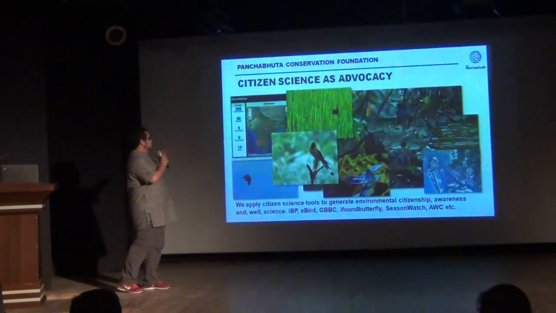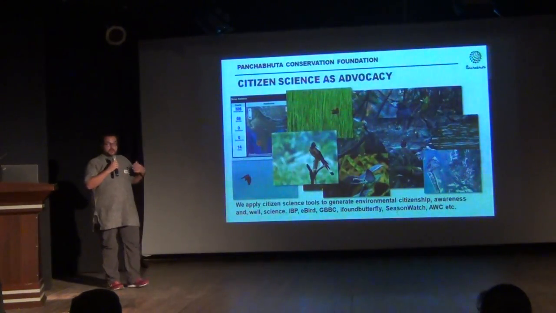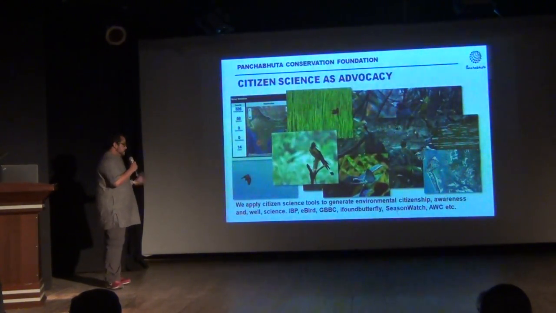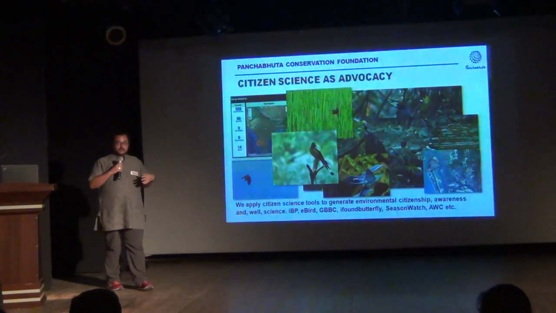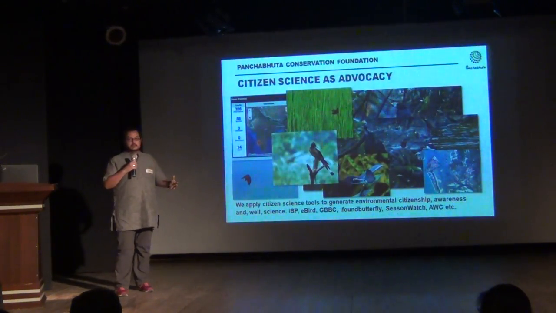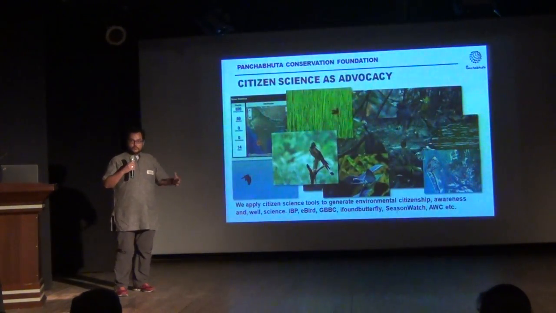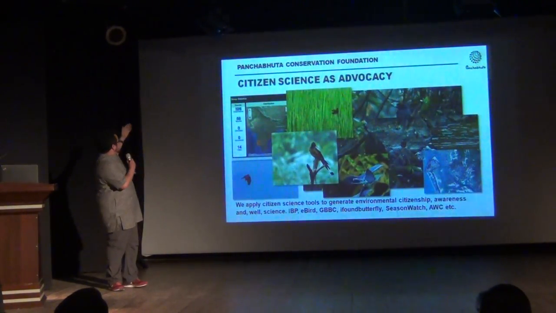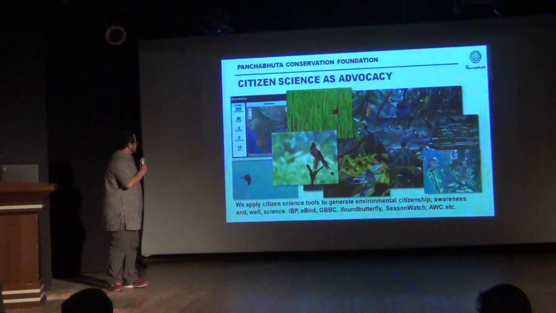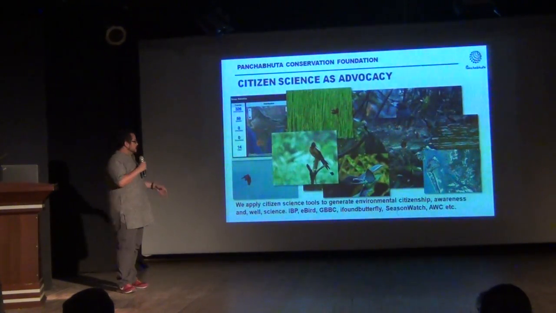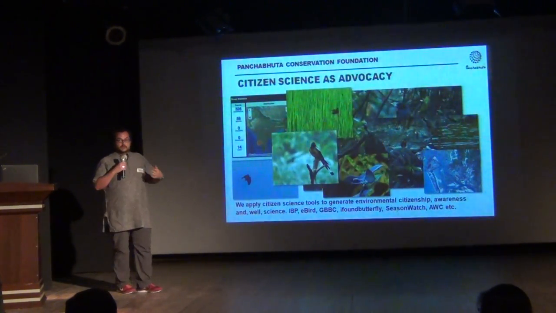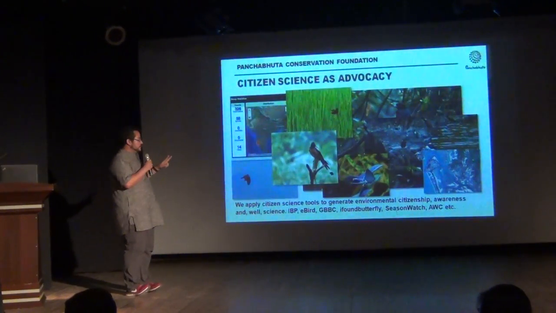So we use citizen science as a way, we considered advocacy, right? So we're generating environmental citizenship, awareness within our local communities, and science. And we do that, IBP tends to be our backbone. We have a group built into IBP. We have 326 observations of 58 species, 14 users right now. And that's really just most of our staff and a few students, and two schools that we work in.